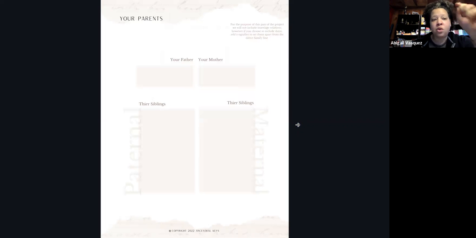Moving forward, now we have your parents. So I'm looking at your father and your mother. I'm also looking at your father's siblings and your mother's siblings, so your aunts, your uncles. When I was creating this PDF, I wasn't using the married-in relations, but you totally can. And again, same information: date of birth, date of death, married name.